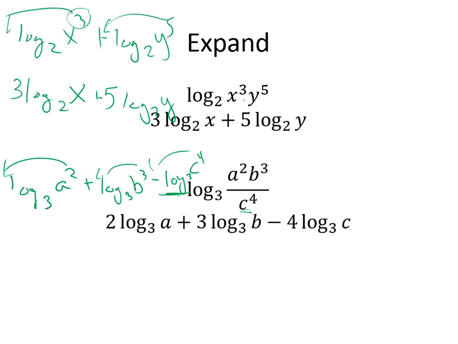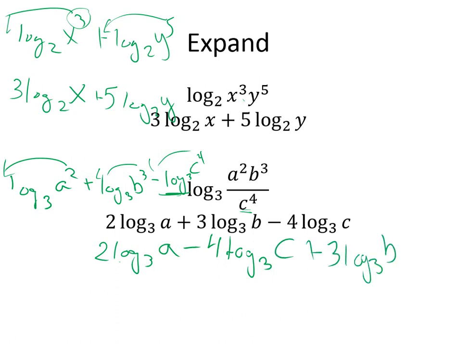Now we could write this another way. We could have 2 log base 3 of a minus 4 log base 3 of c plus 3 log base 3 of b. That would work exactly the same. Whatever has a subtraction is going in the denominator. You could think of the c as c to the negative 4th power. And so when we drop the negative 4 out front, that's how we get the minus 4.